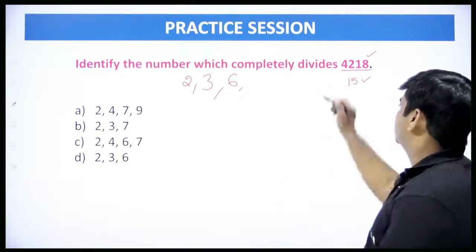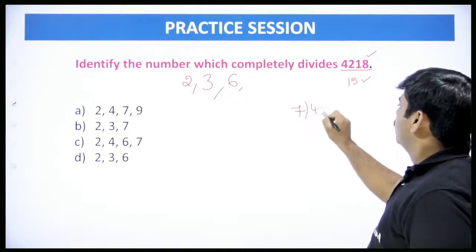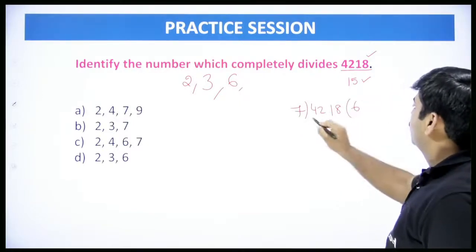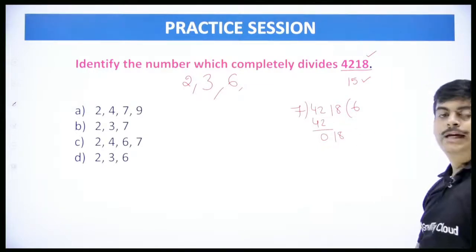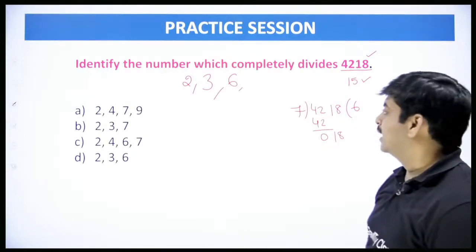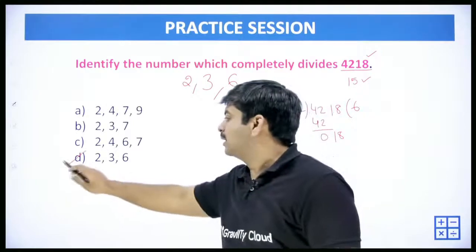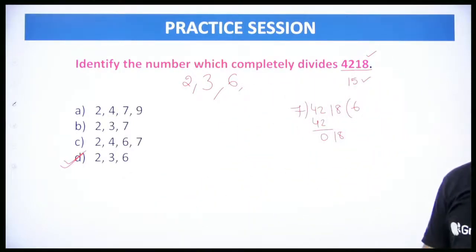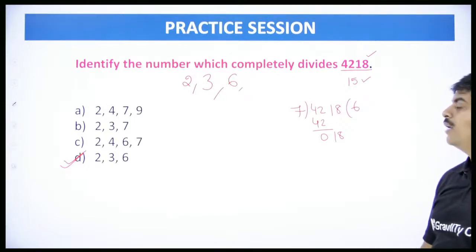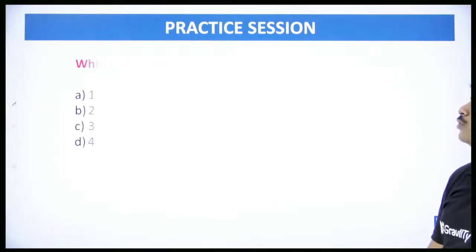What about 7? Let's verify with 7. 7 sixes are 42, and then we are left with 18. In the 7 multiples, we don't have 18. So 7 cannot come, and 2, 3, 6 can come. That is option D. Alright, let's move forward to the next question.